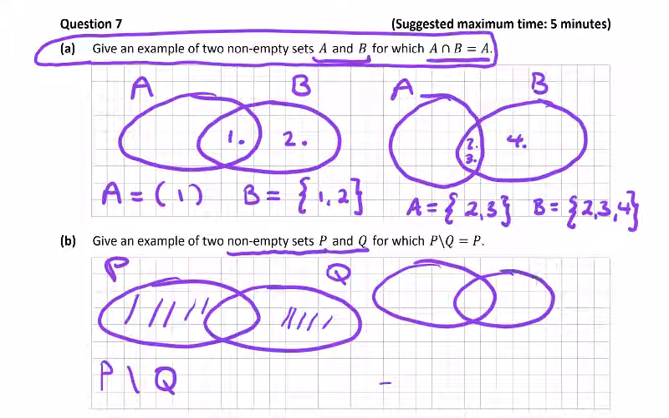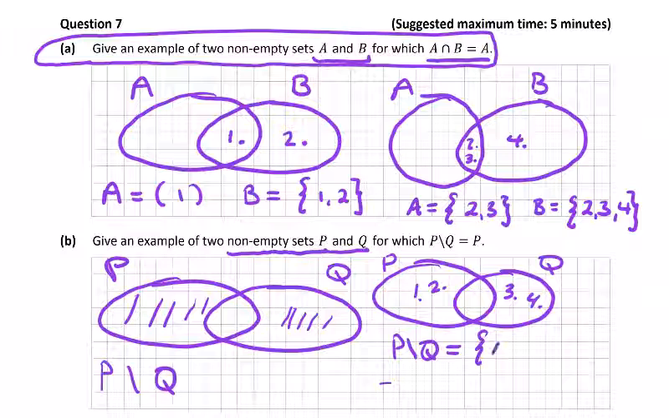Let's just double check that. Let's have a 1, a 2, a 3, and a 4. Will that work? That's P and Q. Here, P less Q would be equal to 1 and 2, which is equal to P. And we just change the numbers. I'll use the sets on the left here.